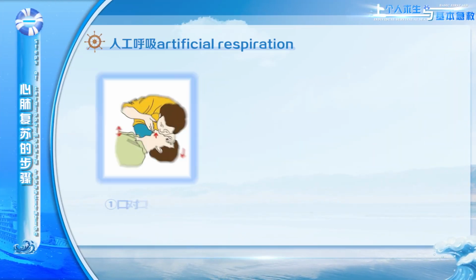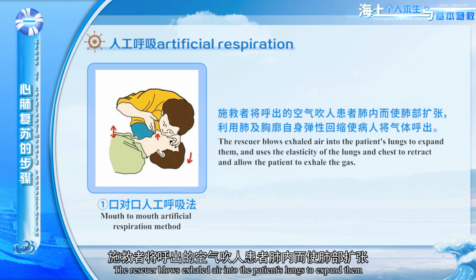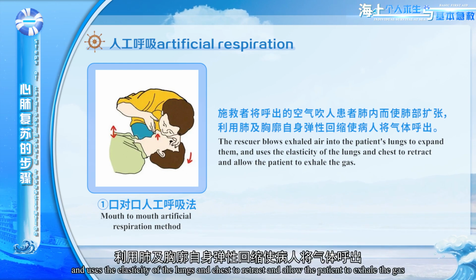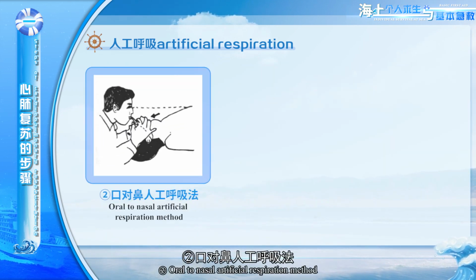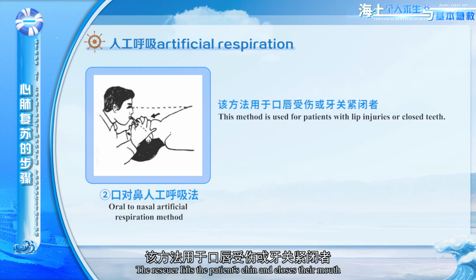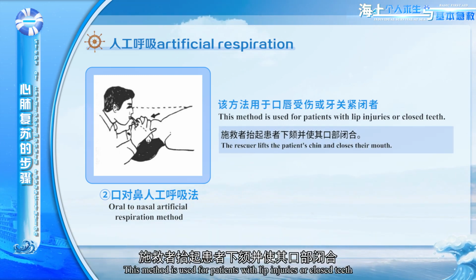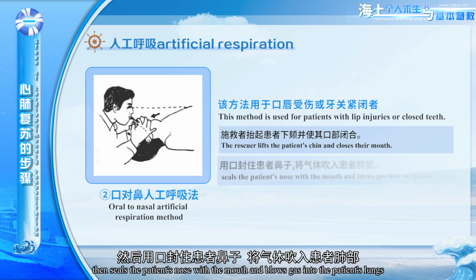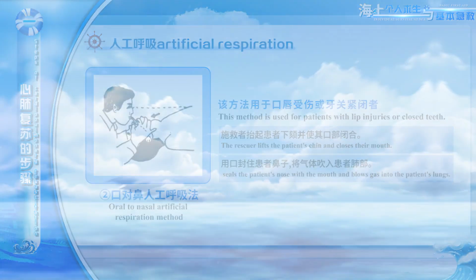Artificial respiration. 1. Mouth-to-mouth artificial respiration method. The rescuer blows exhaled air into the patient's lungs to expand them, and uses the elasticity of the lungs and chest to retract and allow the patient to exhale the gas. 2. Mouth-to-nose artificial respiration method. This method is used for patients with lip injuries or closed teeth. The rescuer lifts the patient's chin and closes their mouth, then seals the patient's nose with the mouth and blows gas into the patient's lungs.